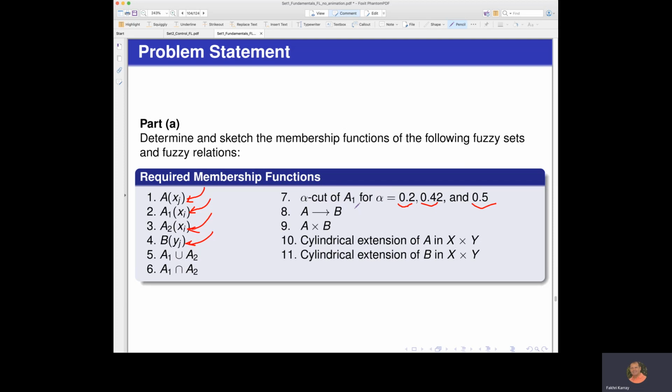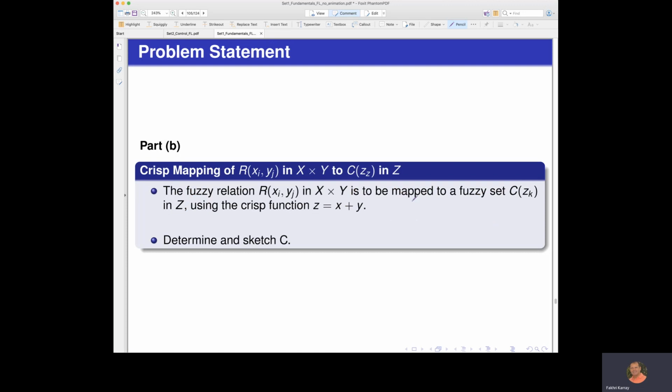And then we would like to define the notion of implication, the notion of Cartesian product between A and B, then the cylindrical extension of A into xy, and the cylindrical extension of B into xy. And then we are going to see the extension principle for the relation defined by z equal to x plus y, and sketch C. So all of this is going to be the subject of the next few slides.